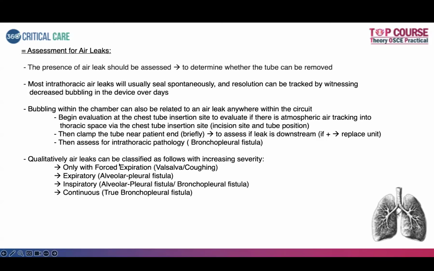So qualitative air leaks can be classified as follows with increasing severity. If it occurs only with forced expiration, that is Valsalva or coughing, it is supposed to be very mild. Then the next level of severity is during the expiratory phase, whereby there can be an alveolar pleural fistula. Or if this leak is present during inspiration, whereby it is an alveolar pleural fistula or a bronchopleural fistula. Or it occurs continuously, both during inspiration and expiration, whereby it is a true bronchopleural fistula, which could have occurred because of trauma, iatrogenically, when you have pushed the ICD too much and it has caused a parenchymal injury.